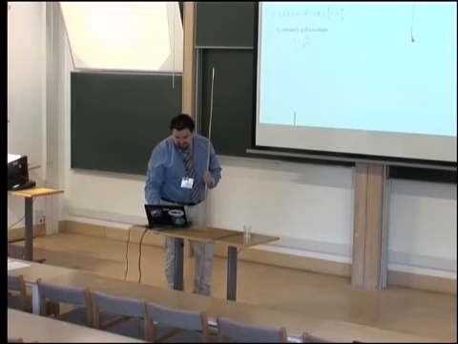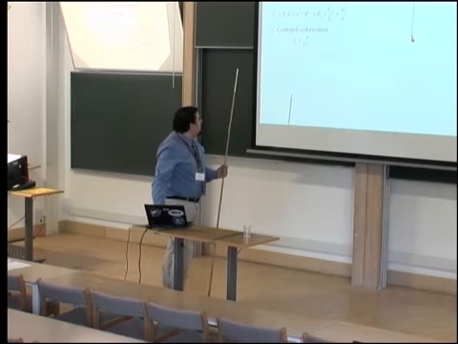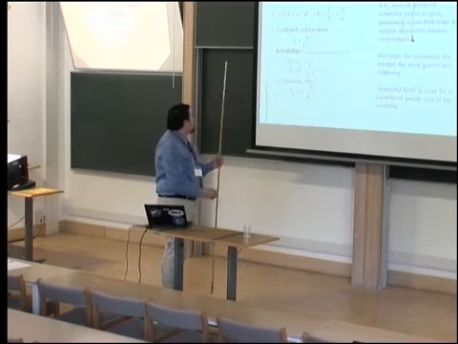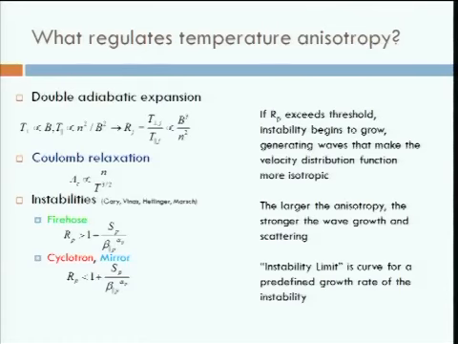Okay, so let me talk about other effects. Coulomb relaxation, which we've talked about a lot now, and then instabilities, which people have also brought up. So for T parallel greater than T perpendicular, you have the fire hose instability. There's a little functional form for it that people tend to use, some exponent for beta. And then for the cyclotron and mirror instability, again, there's a bit of a functional form.